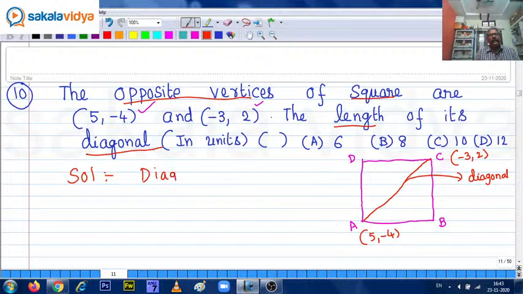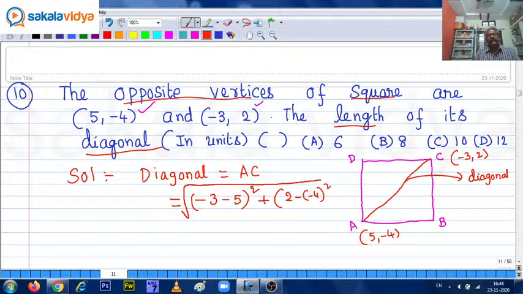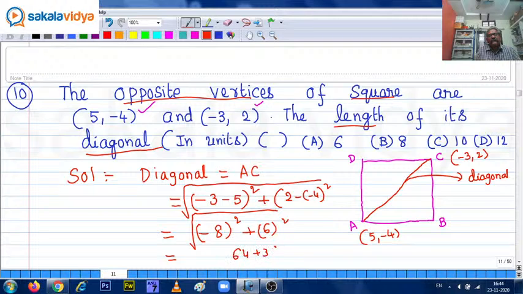By default, the length of the diagonal AC equals the distance between these 2 points, that is, square root of (x2 minus x1) whole square plus (y2 minus y1) whole square, the distance formula. So that is (minus 3 minus 5) whole square, minus 8 square, plus (2 minus of minus 4), 2 plus 4 is 6, 6 square, under root. This will be 64 plus 36. How much will you get? Yes, square root of 100, whose value is 10. That's the answer. C is the right option.